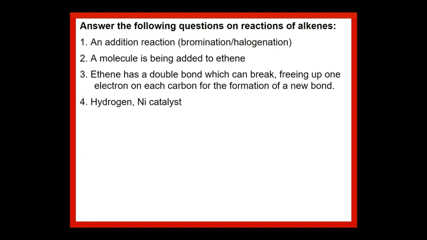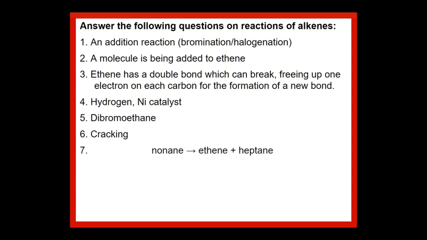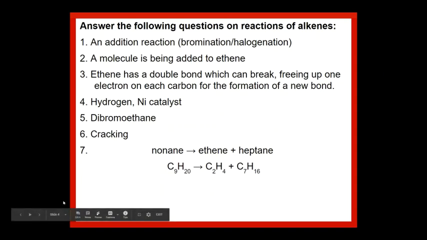Dibromoethane. Cracking is a way of turning long chains into short chain alkanes and alkenes. So for example, we could have nonane becomes ethene and heptane, or C9H20 produces C2H4 and C7H16. Again, if you're not confident with that, go back to what we were talking about last lesson and look at alkanes, alkenes, and specifically alkenes and cracking.